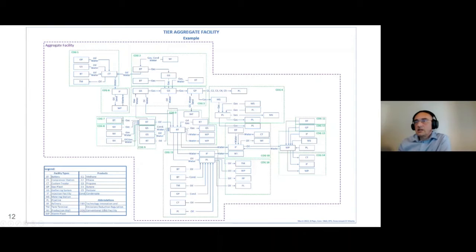The sector that is covered by the TIER aggregate facility program has pretty complex layouts and possibilities of operations. In this slide, you can see the highly dependent interconnection between all these building blocks of the kinds of facilities, be it aggregate or conventional oil and gas.